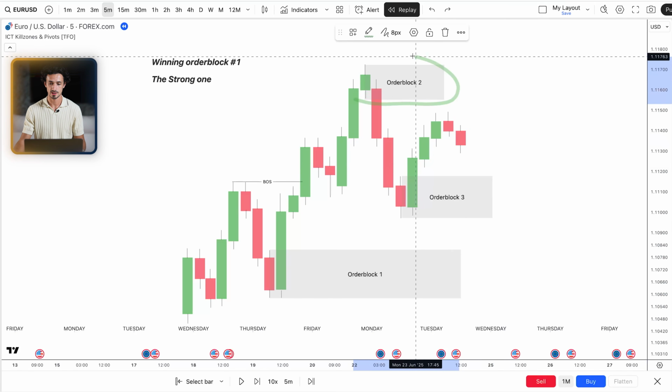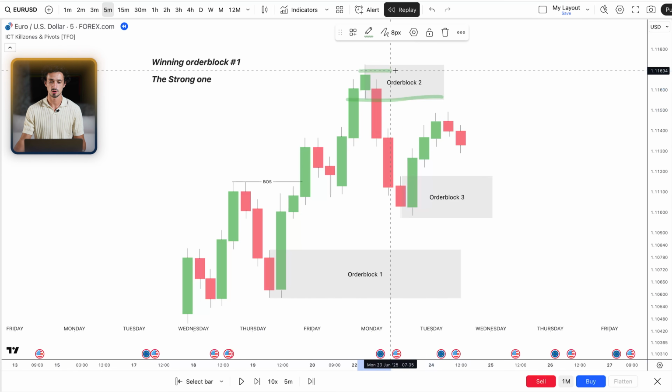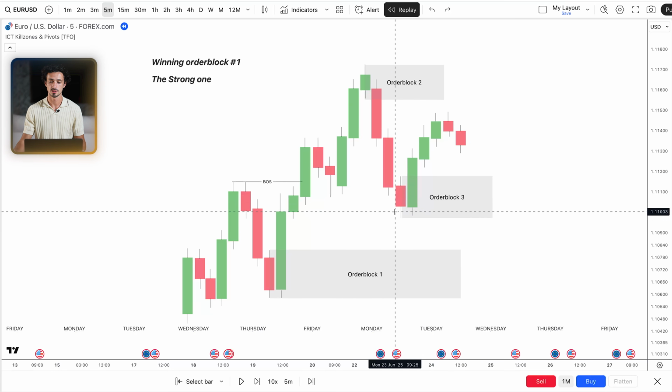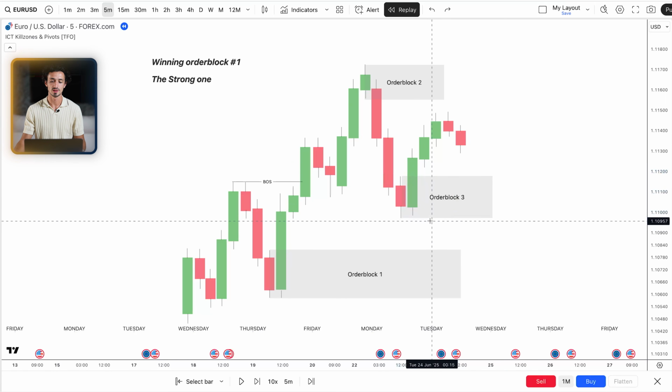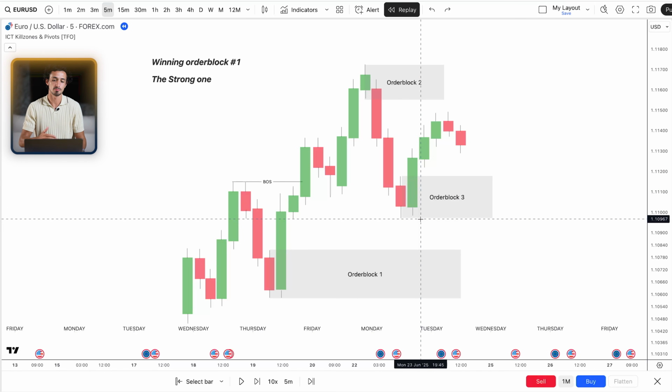So trying to trade this order block right here, well, now you're trying to short the market, sell the market when we're actually bullish. And if you're trying to use order block number 3 right here, well, this is what I refer to as a weak order block. Why? Because it hasn't broken anything.